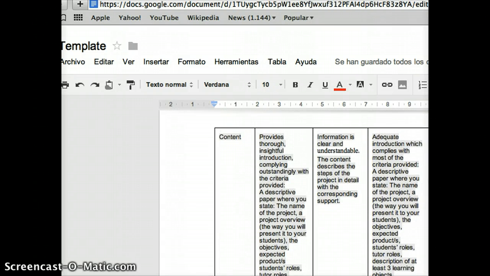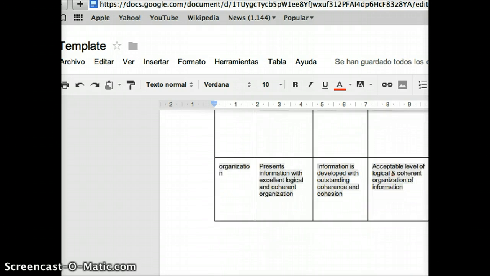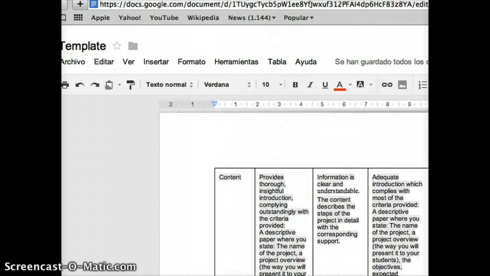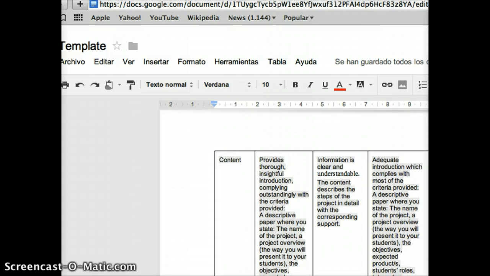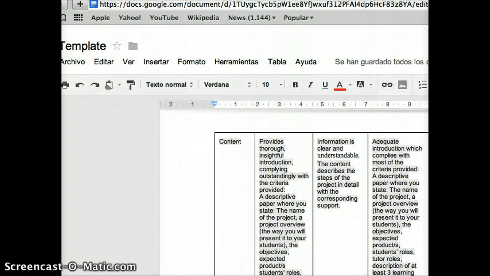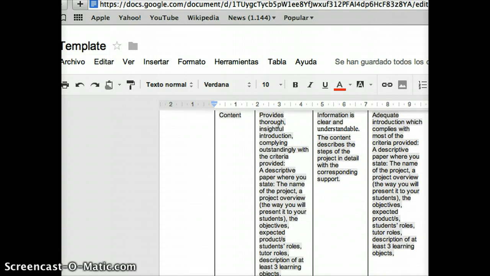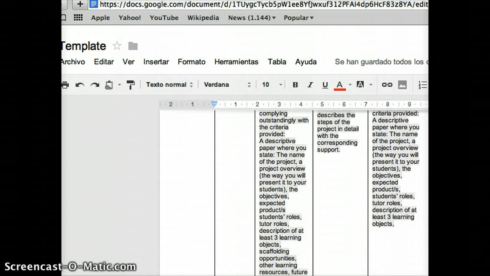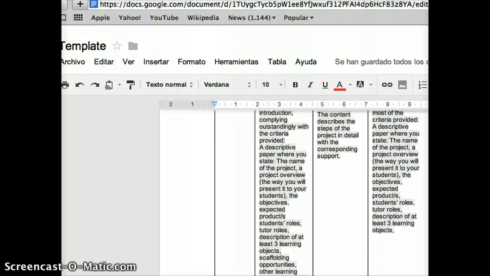In terms of content, Distinction, 5, so it means excellent: provide a thorough, insightful introduction, complying outstandingly with the criteria provided, a descriptive paper where you state the name of the project, a project overview, the way you will present it to your students, the objectives, expected products, student roles, tutor roles, description of at least 3 learning objects, scaffolding opportunities, other learning resources, future development.